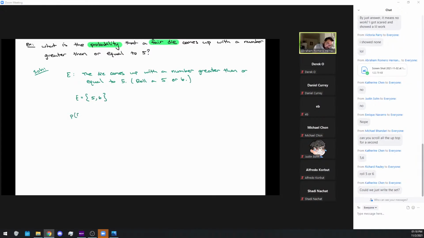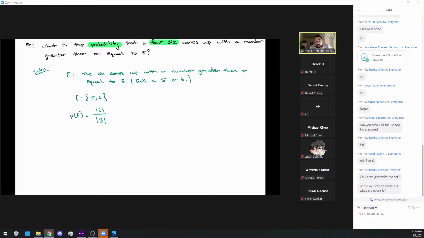So what's the probability of E? Well, remember, the probability of E is the cardinality of E divided by the cardinality of S. Could we just write the set, or do we have to write out the event in words? No, you could write out the set and I'll be fine with it. That's actually a good question. Do I want you to write it as a set, or do I want you to write it in words? You could do either one. I'll accept either one.